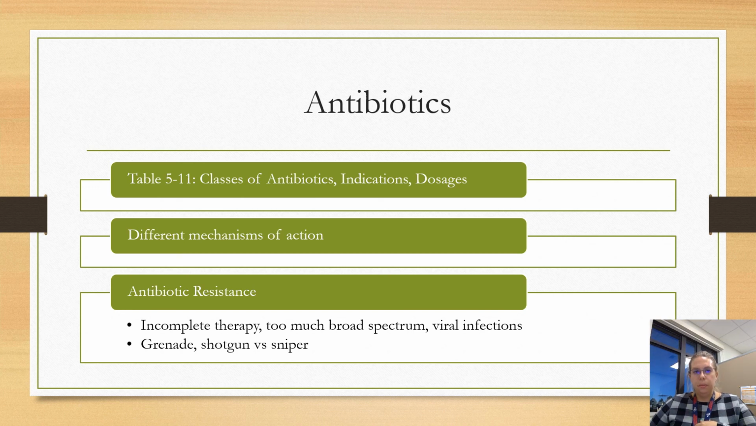What I want you to be aware of is that antibiotic resistance is a huge issue right now, and if there's any role that you guys can play in this, it's encouraging your athletes to finish their course of antibiotics. It's not enough to just take it until you feel better. You fully need to finish it. And antibiotic resistance develops because of incomplete therapy, too broad of a spectrum, so choosing the wrong type of antibiotic, and also prescribing antibiotics for truly viral infections.